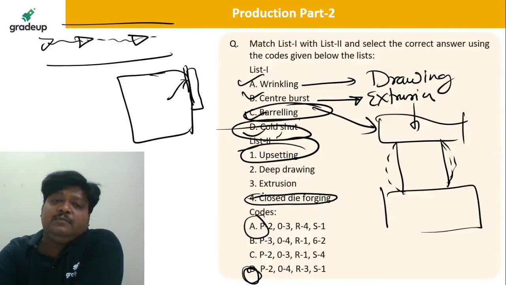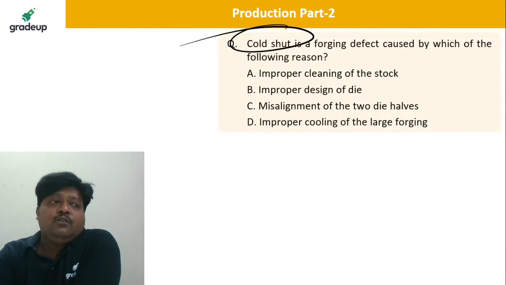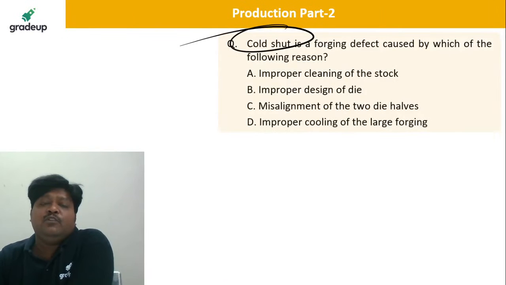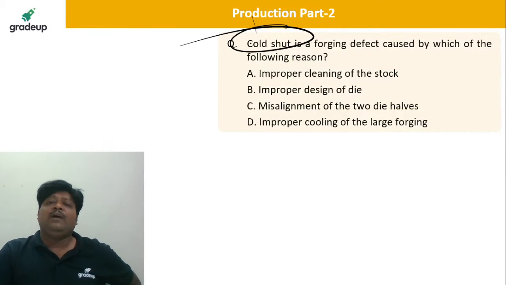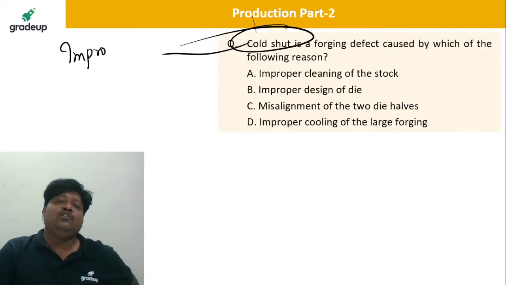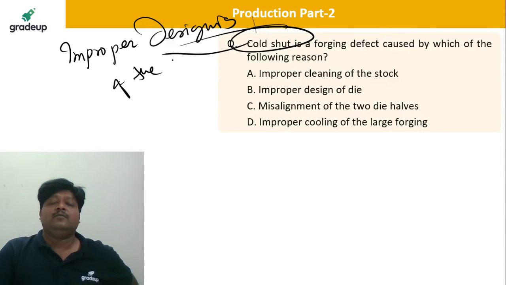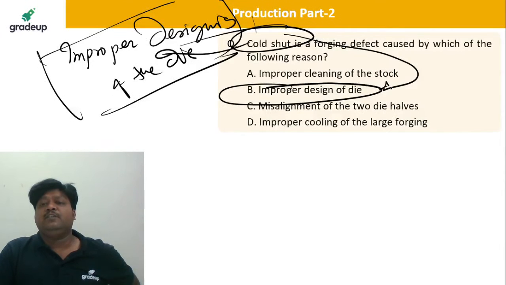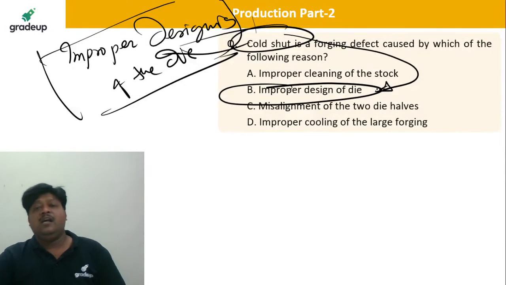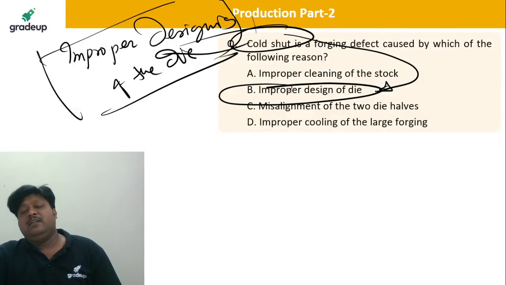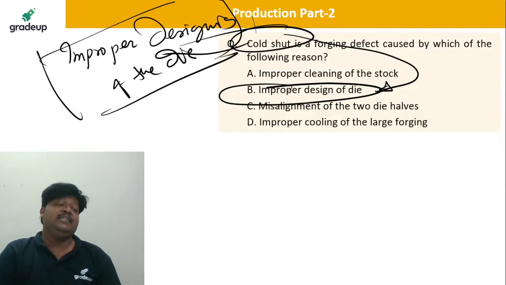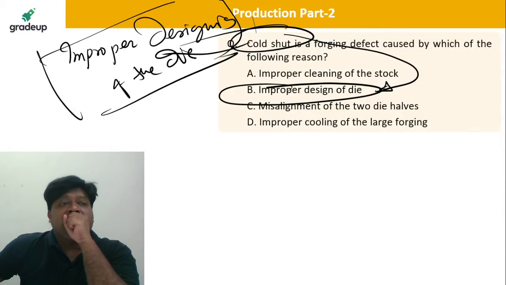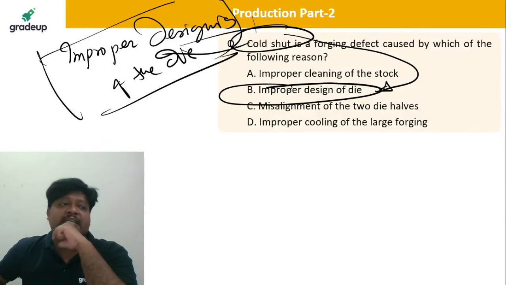Check it, I have told you everything. Cold shed is a forging defect caused by which of the following reasons? So dear student, this is going to happen because of improper designing of the die. It is the cold shed because of this. D is not the correct statement. Improper designing of the die. See, not D, it is B. B is correct.